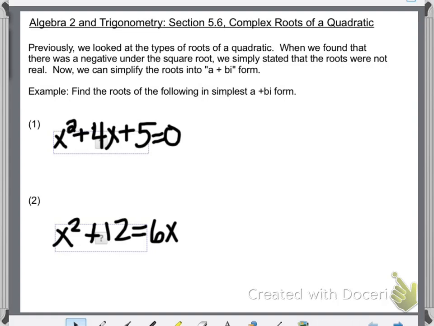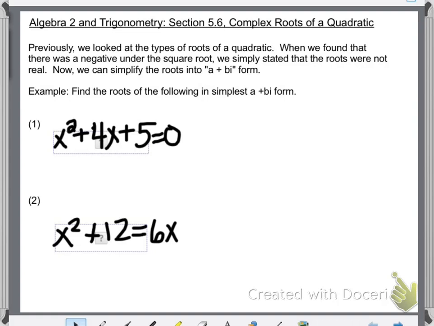Previously, when we talked about the types of roots that we had, if we got a negative for the discriminant, we just said that the roots were not real or they were imaginary. Now we're just going to take it one step further and actually solve it using the imaginary number i. So basically, take the first equation that you're given there, x squared plus 4x plus 5, and solve it using the quadratic formula.